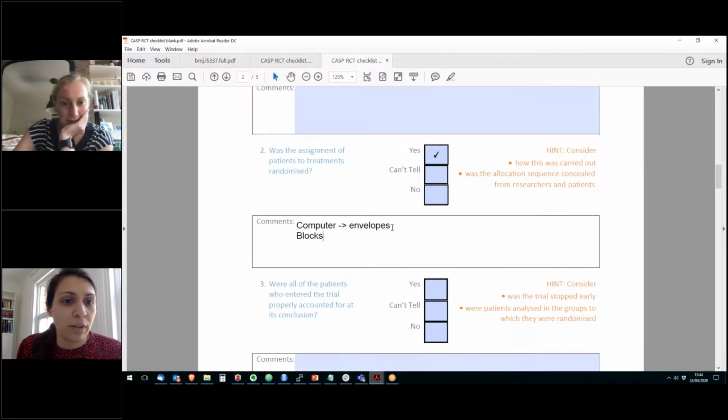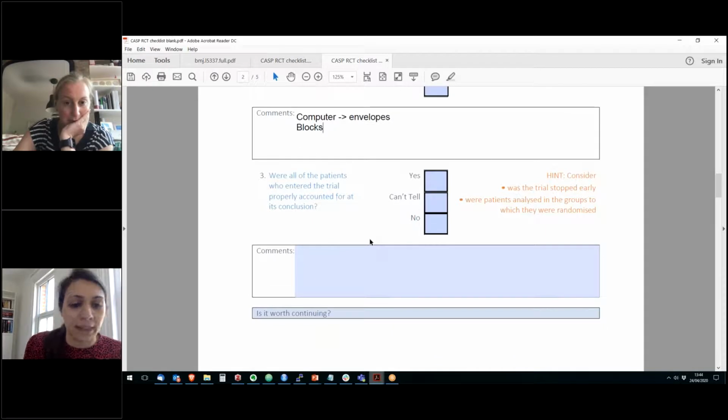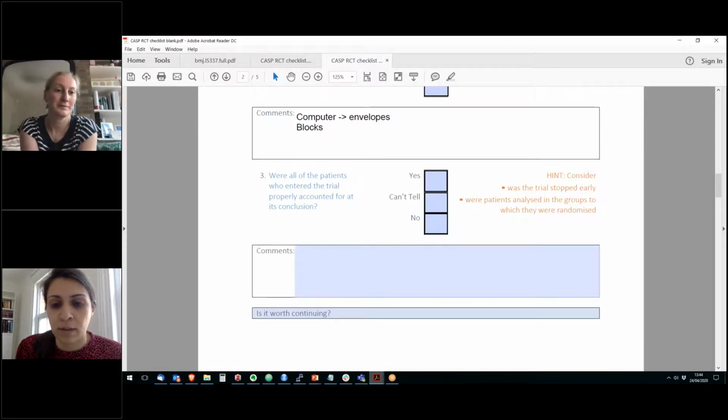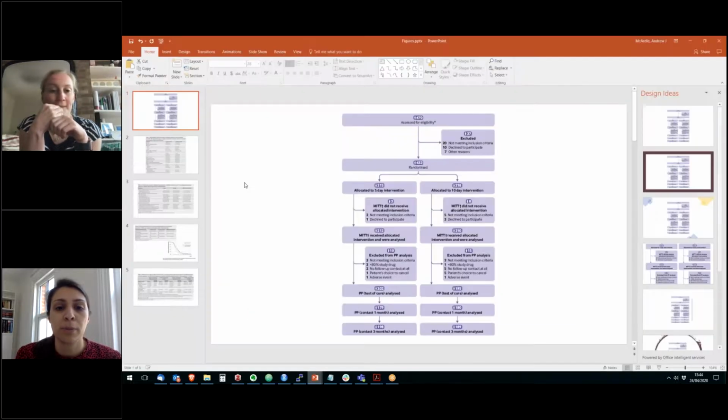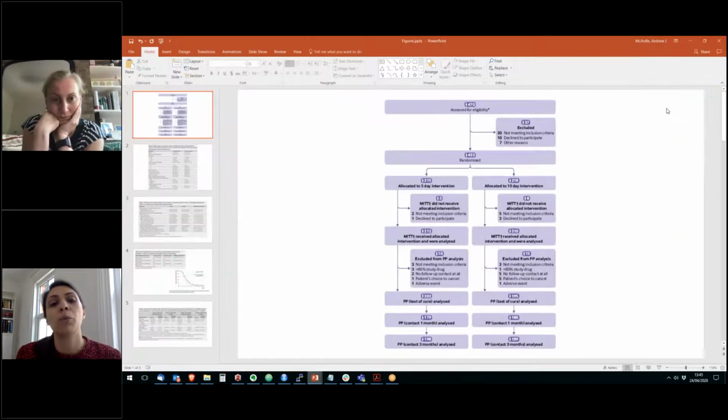Okay, so the next question is, were all the patients who entered the trial properly accounted for at the conclusion? Did you think that this was the case? The reason this is a yes is because they're using something called an intention to treat analysis, which they mentioned. So any person who drops out of the trial is accounted for through the intention to treat analysis. They look at both those who left the study and the dropouts, so the per protocol analysis and also the intention to treat analysis.